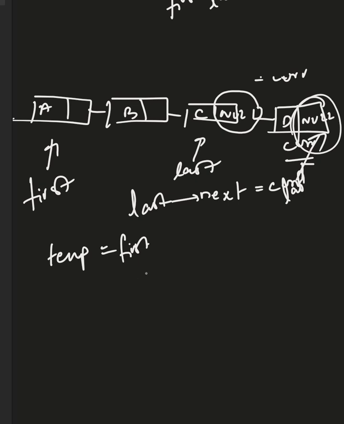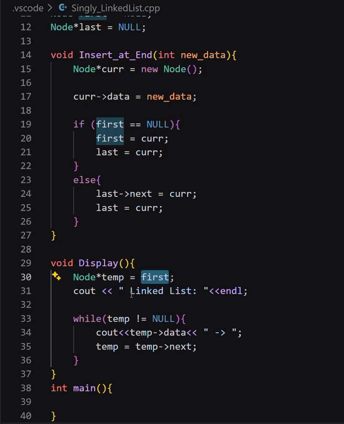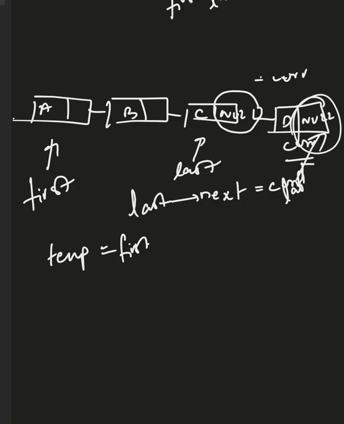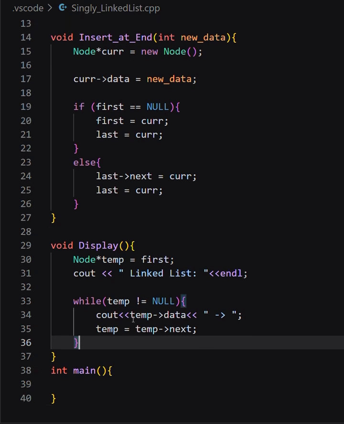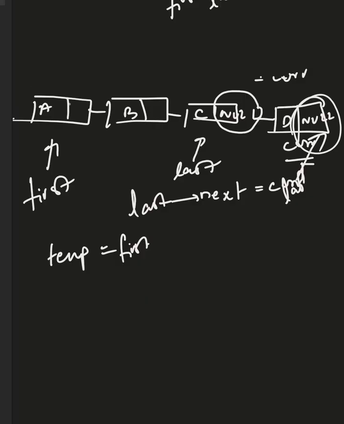Then it's going to enter the loop. What the loop is doing is it's going to keep running the code till temp is not equal to null. So as soon as temp is equal to null, the code will stop. Why null? Because here the last value is null. So it entered the loop. It will check if first is equal to null. It's not. So it's going to print the data of temp. So the data of temp right now is A.